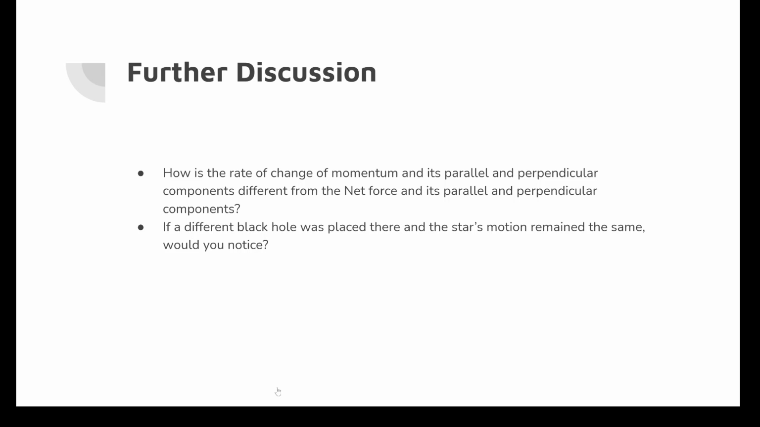If a different black hole was placed there, but the star's motion remained the same, we would not notice a difference because the motion of the star is directly influenced only by the gravitational force, and if the position data remains the same through the simulation, the net force must also remain constant, and thus the mass of the black hole.